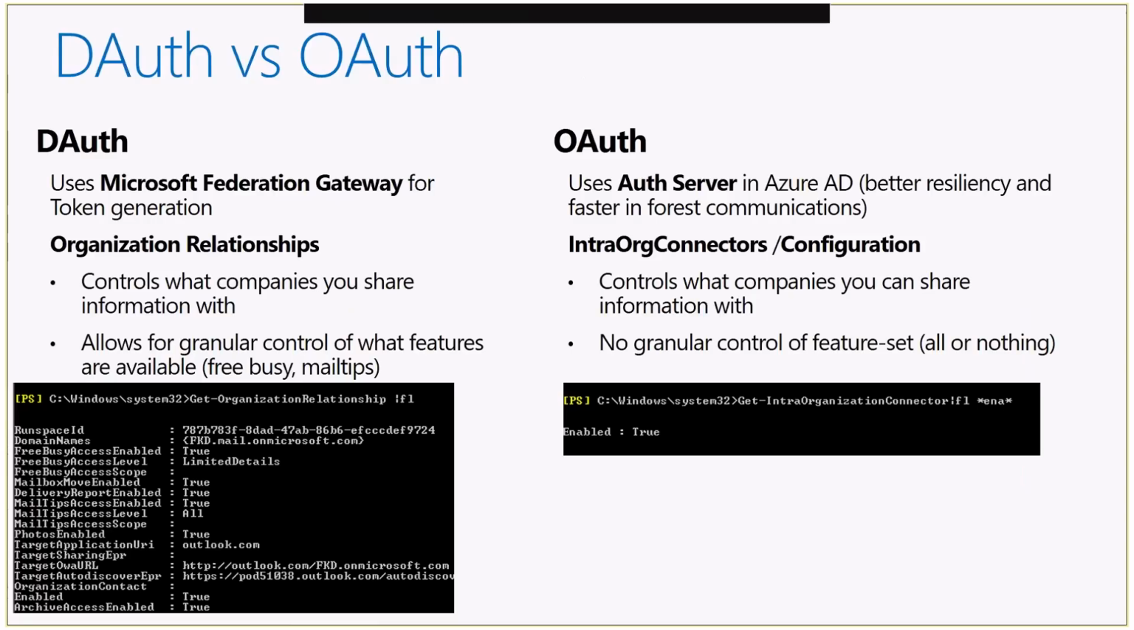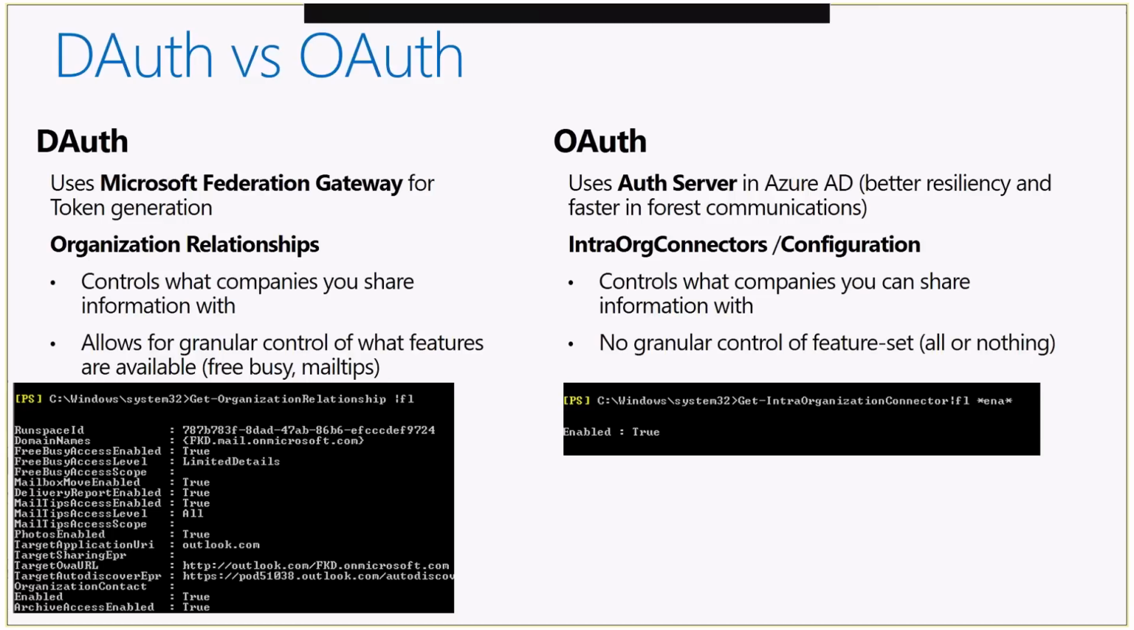Now we have this thing called OAuth. Instead of using the Microsoft Federation Gateway, you're using an auth server that's housed in Azure Active Directory. One of the cool things about it is that, because it's housed in Azure Active Directory, it gives us better resiliency than the Federation Gateway did, because there are actually OAuth servers in each of the different forests. You don't have to traverse unique forests to get your delegation token. So it has all of the resiliency that's built into our multi-tenant service, and it's not tied to a smaller subset of servers like the Federation Gateway is.